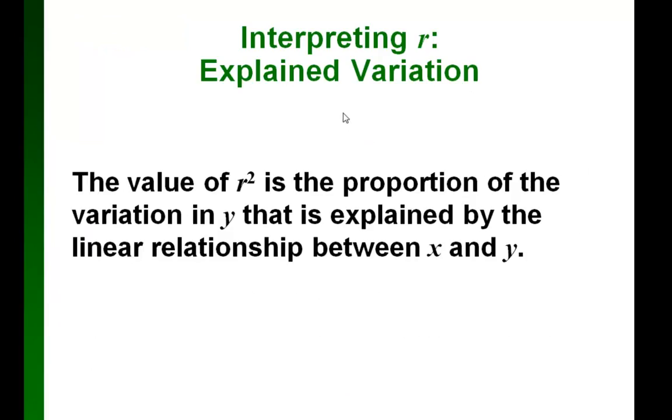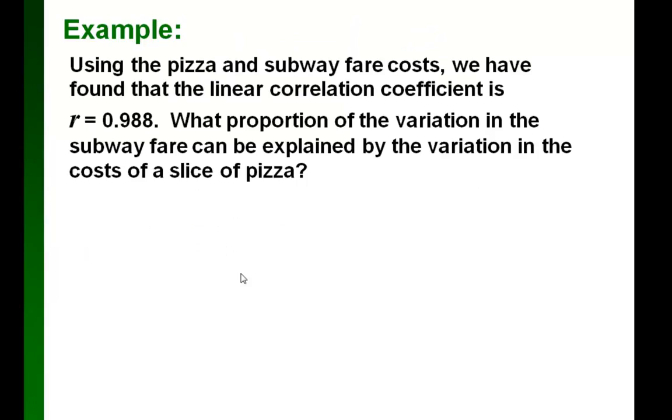And while we're talking about r, we're also going to talk about r squared. This gives us the proportion of the variation in y that's explained by the linear relationship. We already found for the pizza and subway fare costs that the value of r is 0.988. What if we want to know the proportion of the variation in the subway fare that can be explained by the relationship? Then if we look at r and just square it, that gives us r squared equals 0.976.